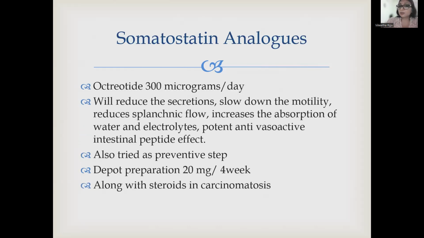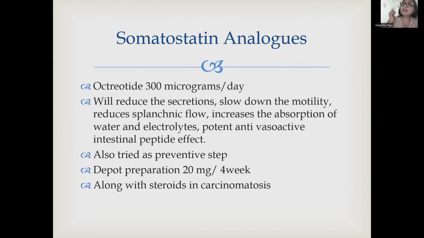You can also give somatostatin analogs like octreotide. 300 micrograms per day can be given in divided doses. So what it does, it reduces the secretion, slows down the motility, it reduces the splanchnic flow, it increases the absorption of water and electrolytes. It's a potent anti-vasoactive intestinal peptide effect is what it has. And it can also be given as a preventive step. You can give depot preparations. But generally, we do not go for depot preparations very commonly in palliative care cases.